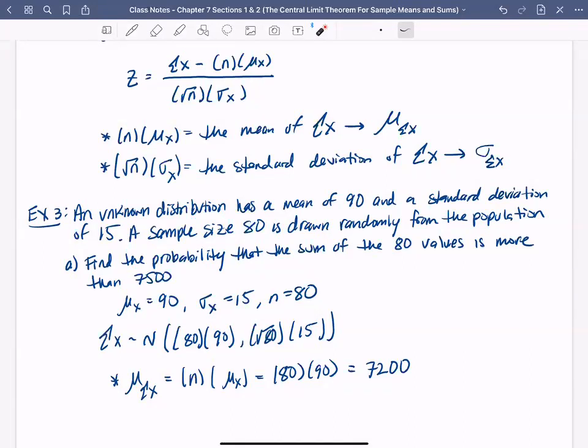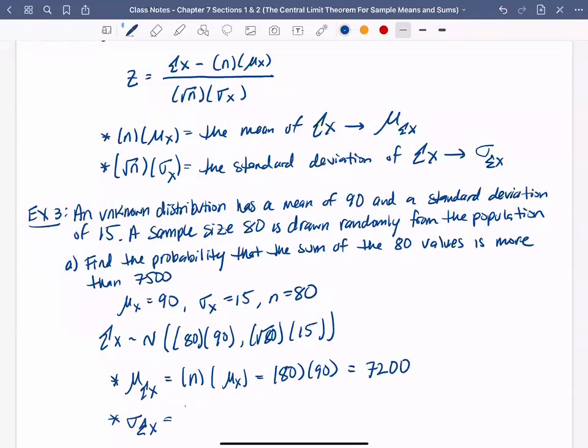Why is this number so large? Maybe is it an extra zero? Even if it's an extra zero, that's still way large. But the key word is that it says sum. So we know that we have to multiply that mean and the sample size to get our mean of the summation. Now we're going to look at our standard deviation of the summation.